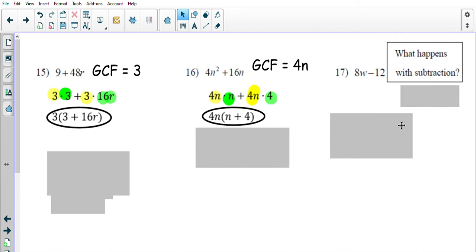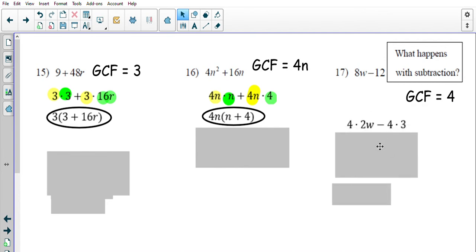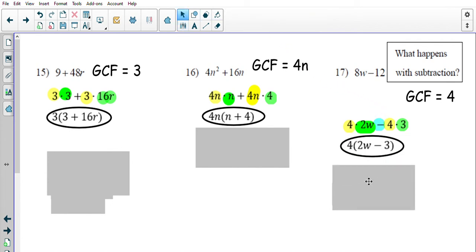Now with subtraction, we're going to treat this the same. So number 17, I have 8w minus 12. The greatest common factor is 4. So we know that 4 times 2w gets us 8w. And 4 times 3 gets us 12, but notice the subtraction between those. I'm going to highlight that in blue. So the 4 is going to go outside the parentheses. 2w minus 3 is left inside the parentheses. You can certainly add the opposite and rewrite this as 2w plus negative 3, but it's not really necessary here.